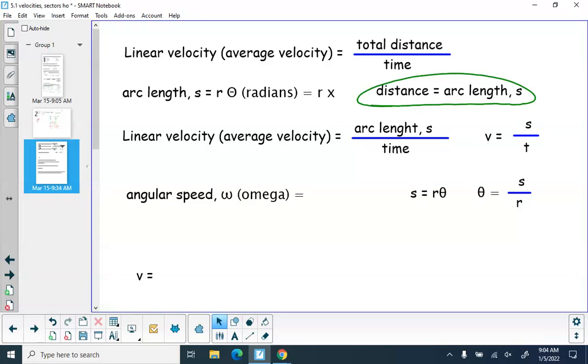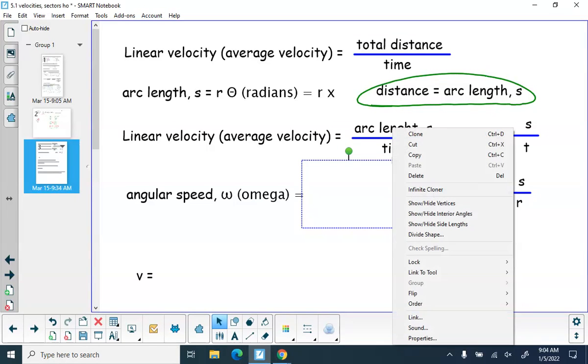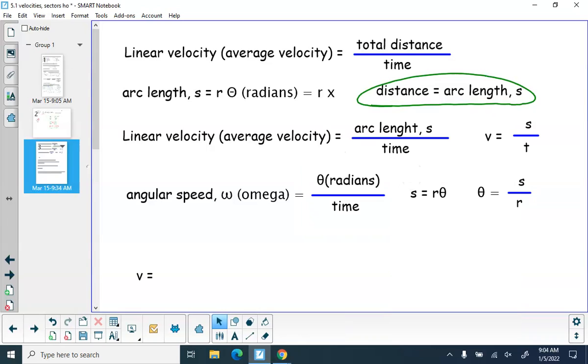This goes into our angular speed now. Angular speed is your amount of radians that you're traveling per unit time. Okay, you have two speeds here. You have a linear velocity or linear speed, and you have an angular speed. It's basically asking how many degrees am I going through in an amount of time. That's your amount of angular speed, your RPMs.